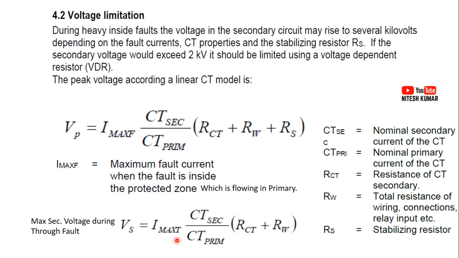Through fault in the sense external fault. Okay, and then it will be CT secondary, CT primary, and then RCT. That means the resistance of the CT secondary winding plus the resistance of that wire.